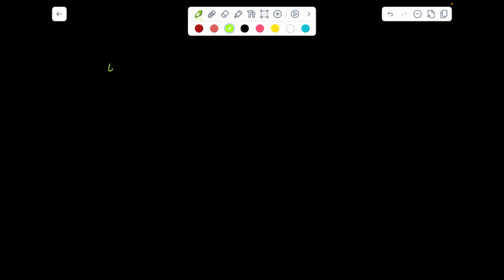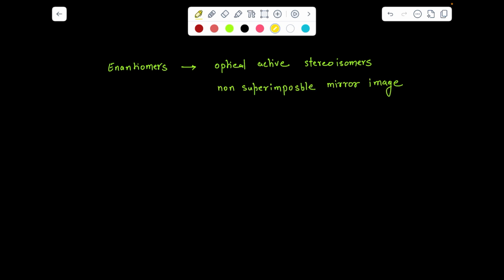Now we have some important terms in optical isomers. The first one is called enantiomers. Enantiomers are optically active stereoisomers whose mirror images are non-superimposable. What is the meaning of non-superimposable? Suppose the mirror image of A is A, and you keep it exactly on it at 0 degree and 180 degree, it will superimpose. But for B, if you try to keep its mirror image exactly on it, it cannot be superimposed. So optically active isomers should have non-superimposable mirror images.